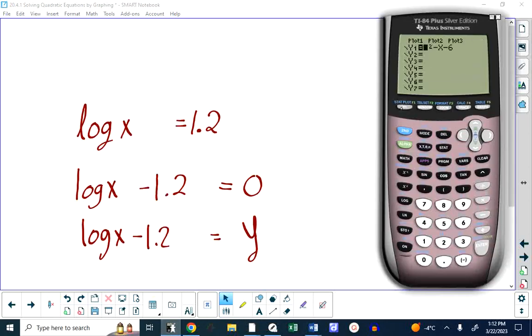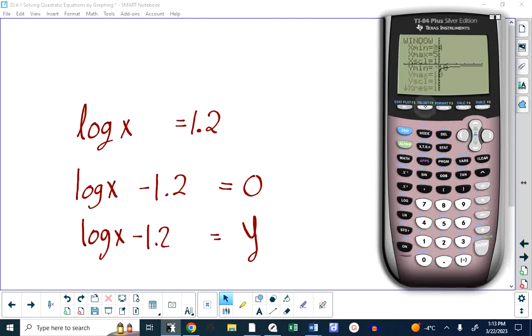Let's try it. And I've changed some numbers here so that we get a little bit more practice with your window settings. Log of x, you need to close the brackets on that x, minus 1.2, and we go graph. And now don't worry about why it looks like what it looks like. That graph is curving up closer to the x-axis. Is it going to reach the x-axis? Probably. So let's look in that direction.